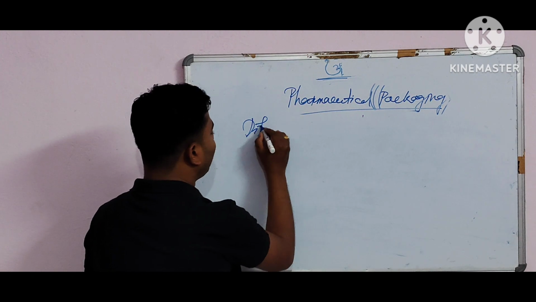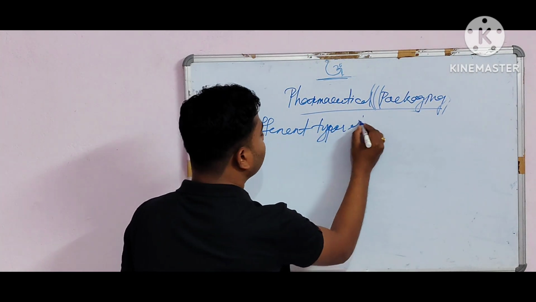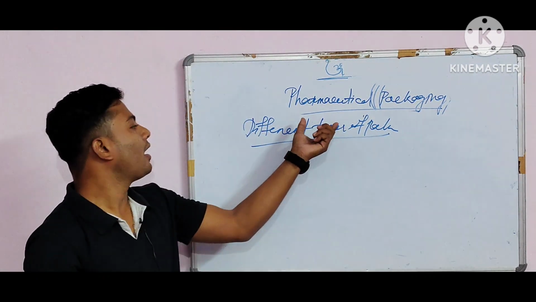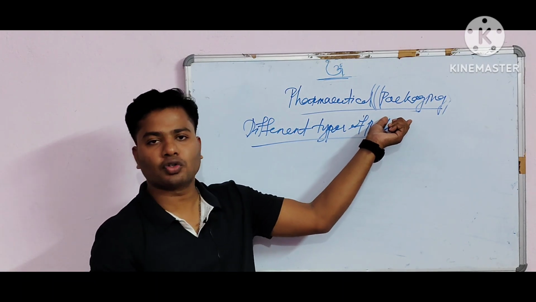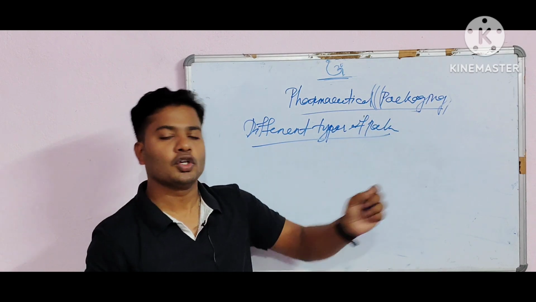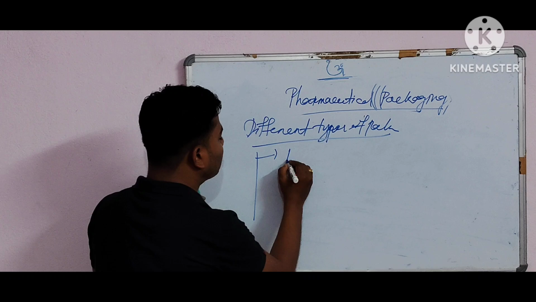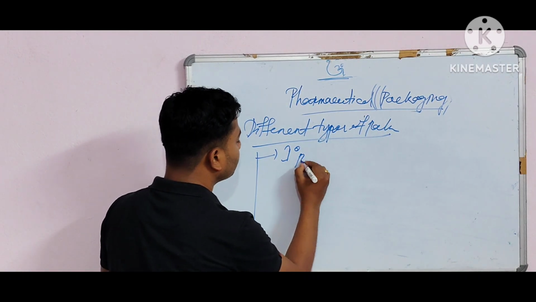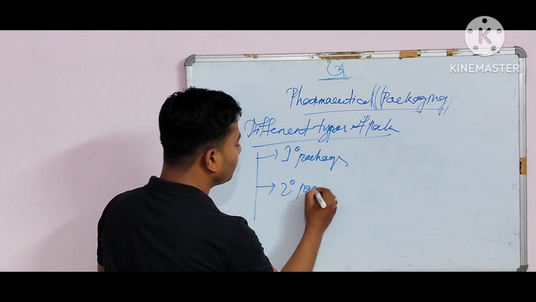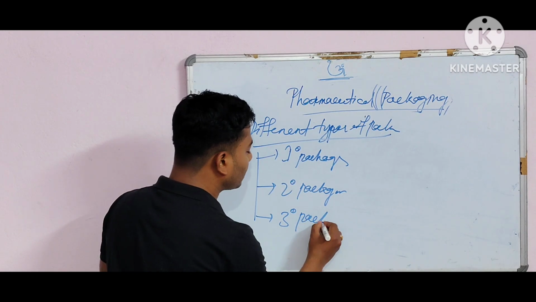And the next part is different types of packaging. In the first part, I have already told you this chapter is completely based on the liquid dosage form. So according to the liquid dosage form, the packaging is divided into three types. One is primary packaging. Second one is secondary packaging. And third one is tertiary packaging.